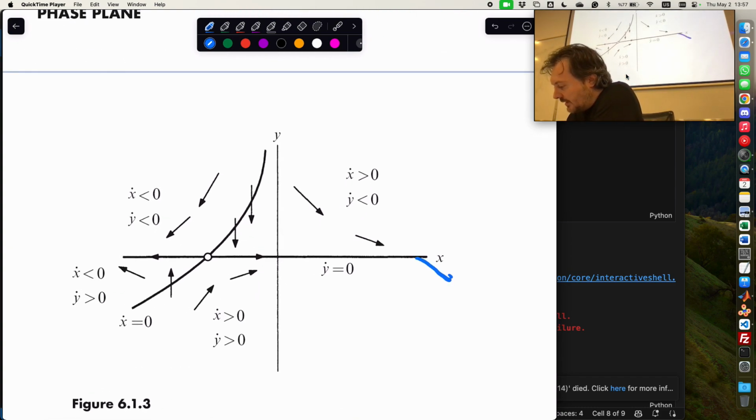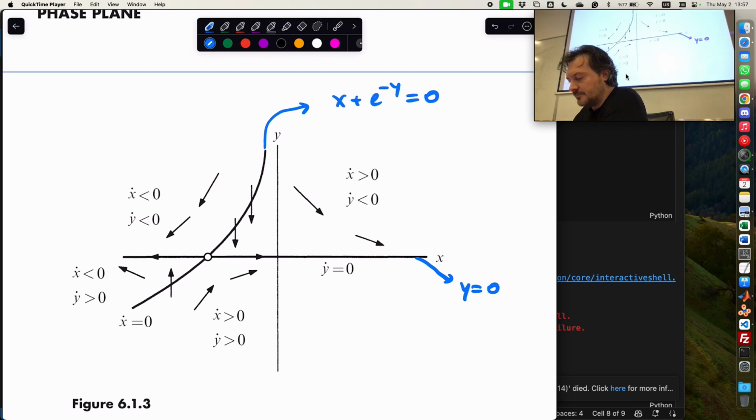So let me remind you, this is where y is equal to 0. That's why it's the x-axis. And this is where x plus e to the minus y is equal to 0. Now, what do we know about this line? We know that x dot is 0. What does it mean, x dot being 0? x is constant along that line. No matter where we are on top of this, we have to have a perpendicular trajectory because x dot is not changing.